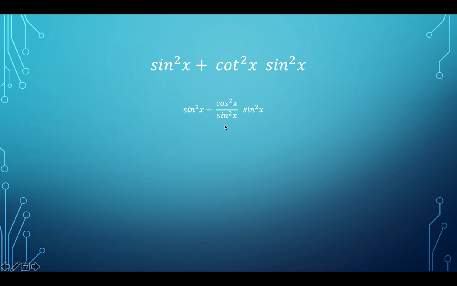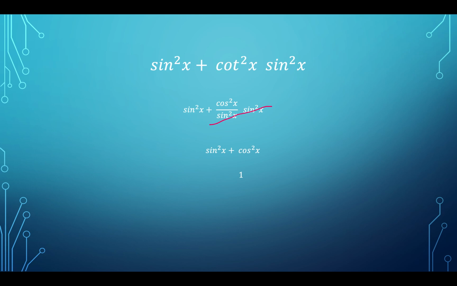Now we can go ahead and cross out like terms. We can't cross this sine with that sine because there's a plus sign in between, but we can cross out this sine with that sine. When we do that, we get 1. So we're left with sine squared x plus cos squared x. Now we can look at our Pythagorean identities sheet and see if that's listed there. If it is, it is. So it is equal to 1.